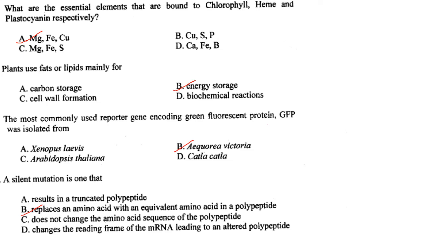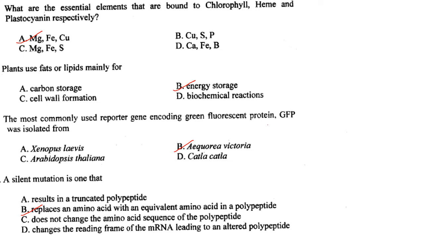So coming to the first question, what are the essential elements that are bound to chlorophyll, heme and plastocyanin respectively? So they are Mg, Fe and Cu. So the answer is option A, magnesium, iron and copper.